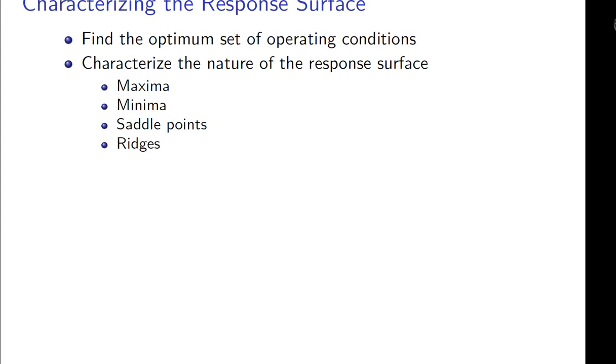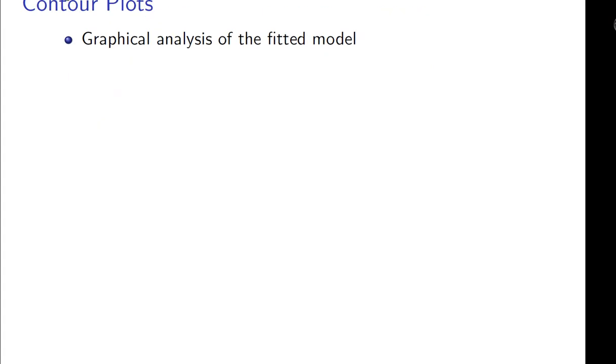You might have a ridge where there's a maximum of one and there's no change in the second. But we talked about contour plots a lot. Let's look at a couple of examples.